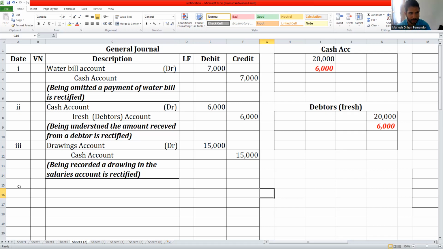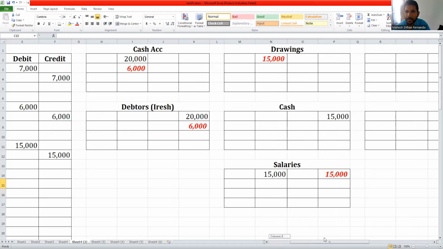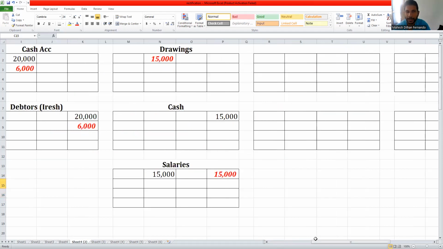Right. Number 4. A purchase invoice received from Samantha valued 17,000 has been recorded twice in the purchases journal. Now, first decide what are the two accounts we need to record a credit purchase. We need the purchases account and creditors.